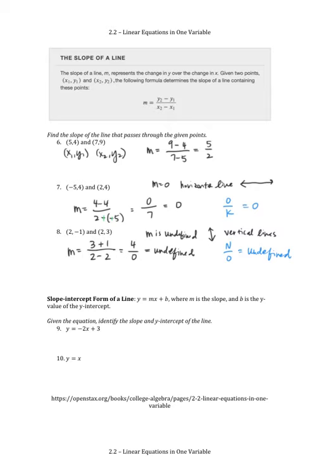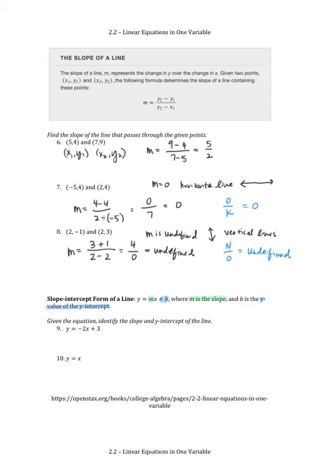All right, let's see. Slope-intercept form of a line. So this is y equals mx plus b. This is the most common way to see a line written. So the m is the slope, okay, and the b is the y value of the y-intercept. So this form is very useful because if you have it written like this, you know where it crosses the y-axis with the b, and you know at what rate it increases or decreases with the m, the slope.